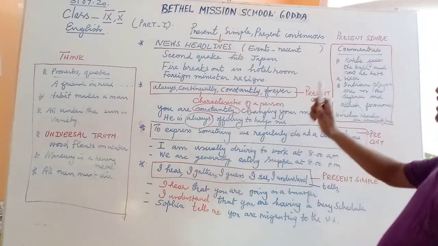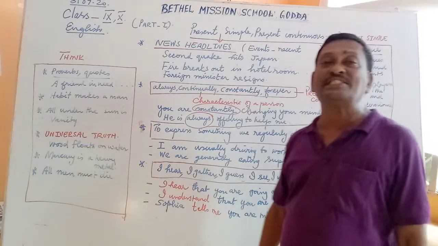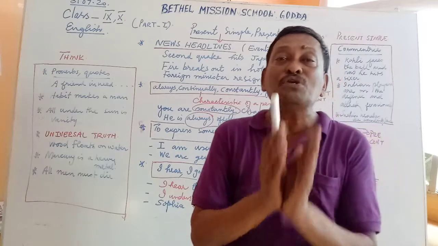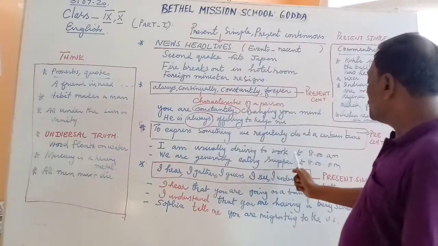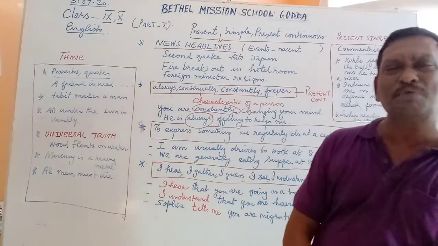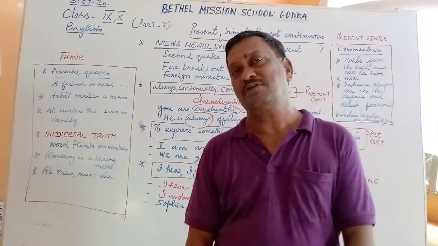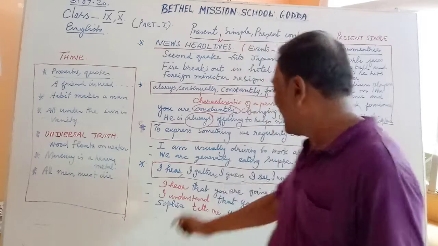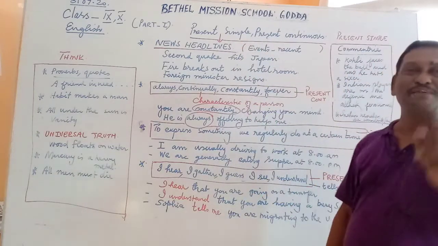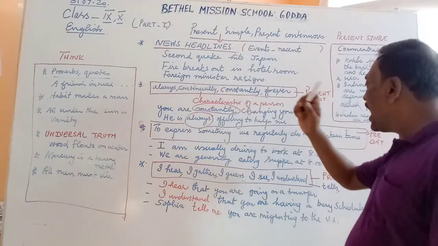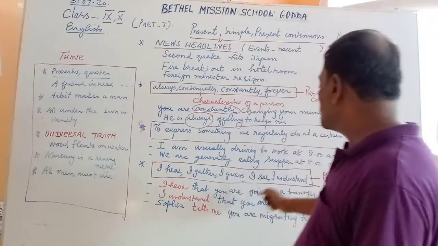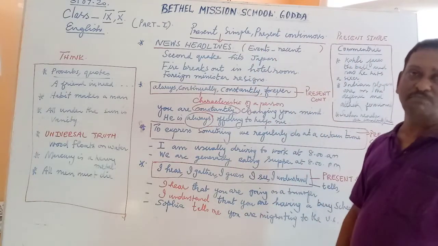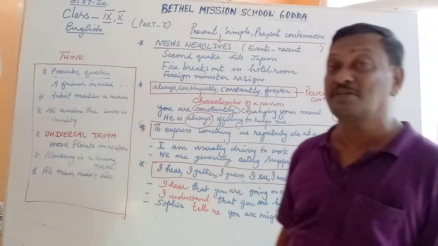I am usually driving to work at 8 a.m. What does this sentence mean? This sentence means that I have a regular time. I have a fixed time. And at that particular time, I do that particular action. So, I am usually driving to work at 8 a.m. The tense that we have used is present continuous tense.